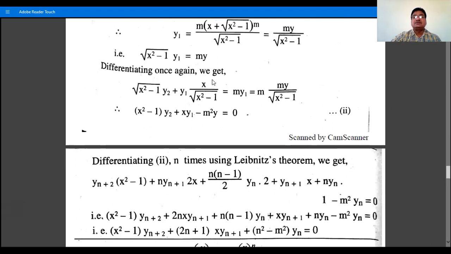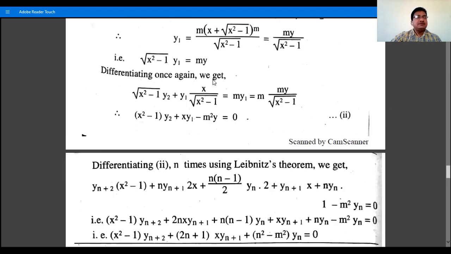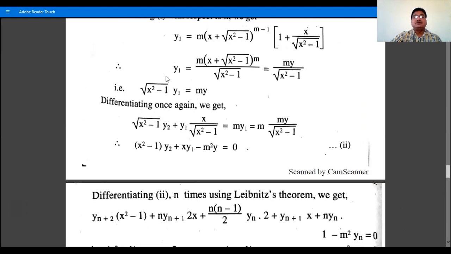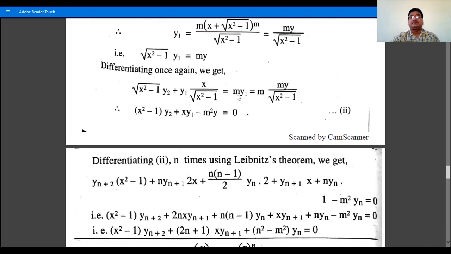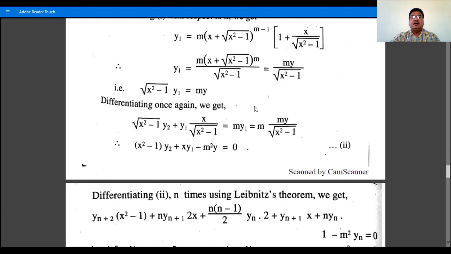Differentiate once again, because we have to differentiate this 2 times. So by the u into v rule, root x square minus 1 into the derivative of y1, which is y2, plus y1 into the derivative of root x square minus 1, which is 1 by 2 times root x square minus 1 into 2x. Derivative of x square is 2x, the 2 gets cancelled, we have this term. It's equal to m y1, the derivative of this quantity.